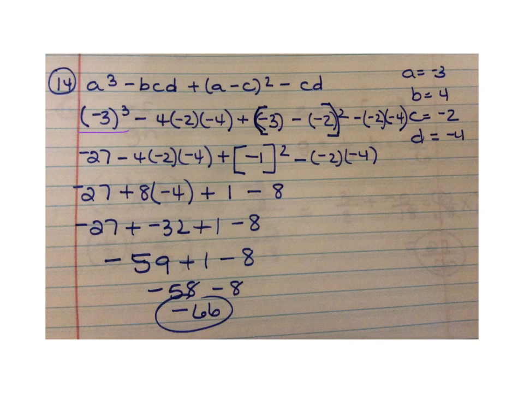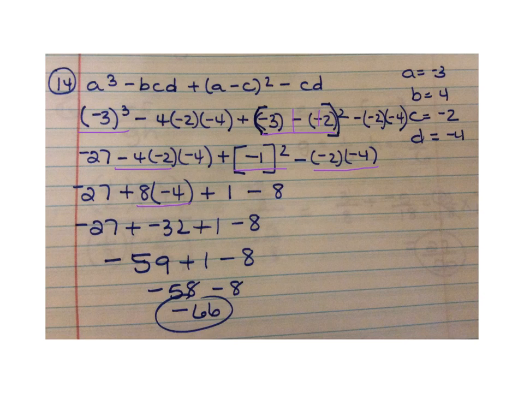Okay, first thing I did on this problem was I did negative 3 cubed. Negative 3 times negative 3 times negative 3 is negative 27. Then I did inside the brackets negative 3 minus negative 2. When I add the opposite, that's negative 1. And then the next step, what I did was I took negative 4 times negative 2 and got positive 8. And I did negative 1 squared. Negative 1 times negative 1 is positive 1. And I also did negative 2 times negative 4 is 8. Okay, I still have another multiplication to do, so I took 8 times negative 4 is negative 32.